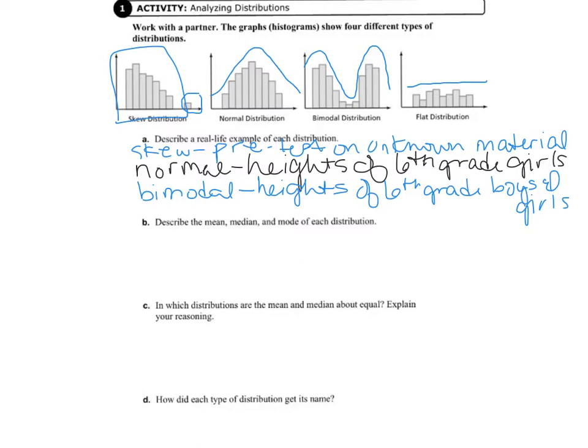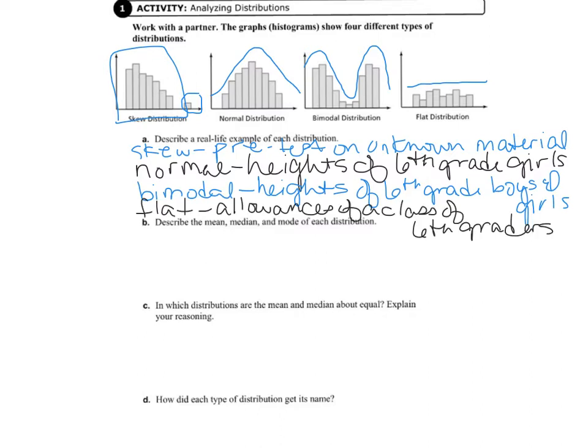And finally, a flat distribution would be something where there's just not a whole lot of difference in what you're finding among your population. So that might be something like the allowances of your classmates. So you might all get about the same amount of allowance every week. So we'll use that as our example.